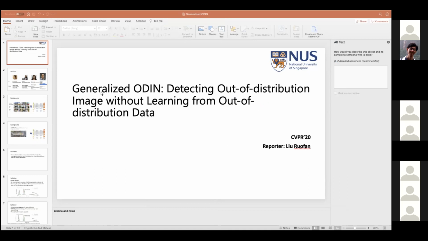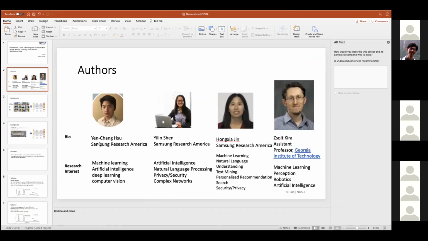So today I will present the paper Generalized ODIN, detecting out of distribution image without learning from out of distribution data. This paper is published in CVPR 2020. The first three authors are from Samsung Research, and the last author is an assistant professor from Georgia Tech.